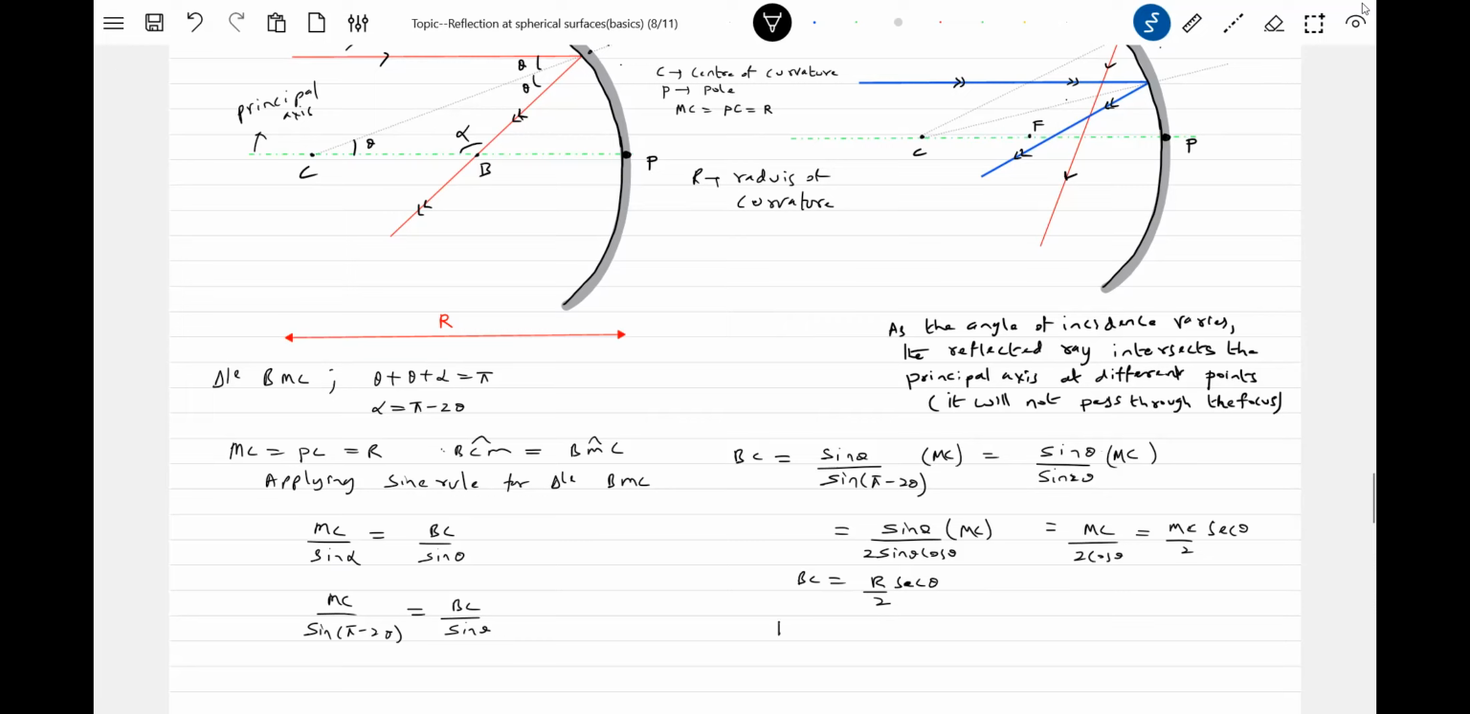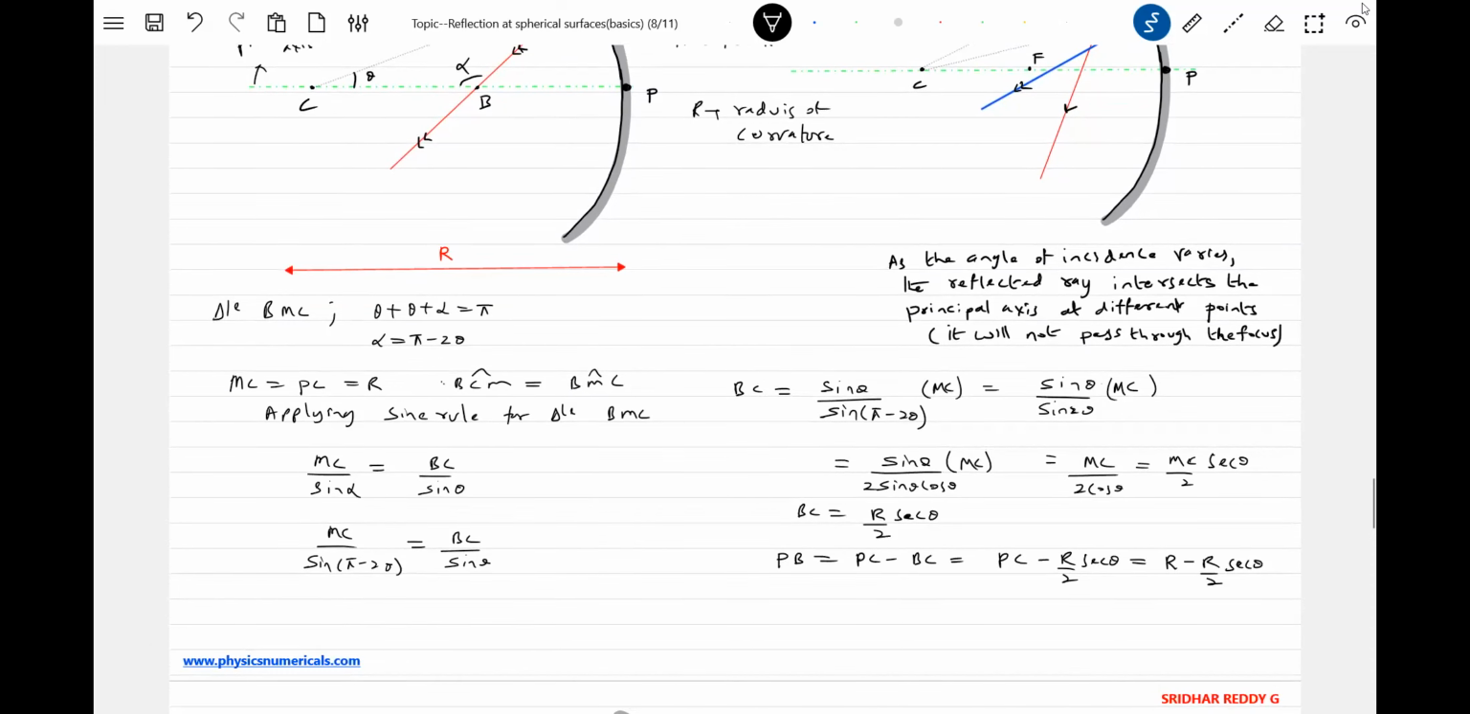I'm interested in the distance PB. This distance PB, you can write as PC minus BC. BC is what we have here. What is PC? PC should be equal to R. And PB will become the focal length. Let me call it focal length F, equal to R minus R by 2 secant theta, if theta is very small.